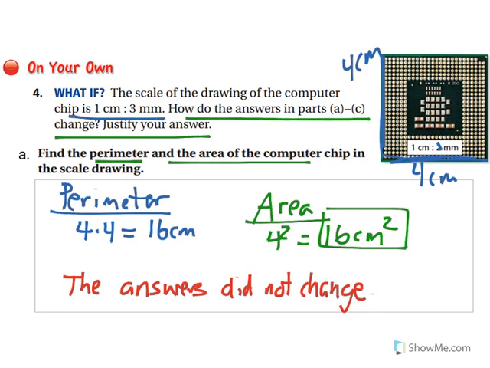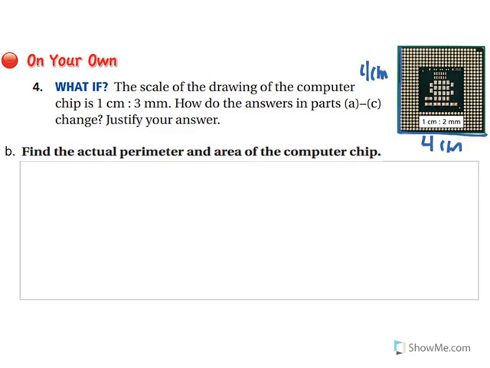Right, because the area and the perimeter are the exact same as from the original problem when it was 1 to 2. All right, let's go ahead and move on to part B. Find the actual perimeter and area of the computer chip. Well, this part has changed. It's no longer 1 centimeter to 2 centimeters. It's now 1 centimeter to 3 millimeters.